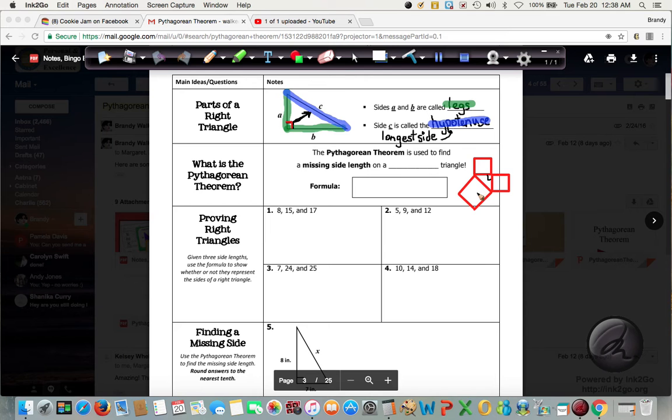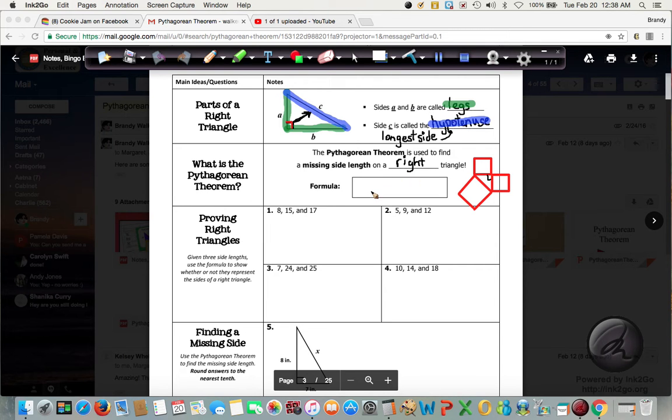It is used to help us solve for missing lengths. We could solve for the area of a square if we didn't know it, if we knew all the lengths of the right triangle. So the Pythagorean theorem is used to find a missing length on a, what kind of triangle did we say it had to be? Right, it has to be a right triangle. It cannot be any other kinds. Now there are lots of different triangles, but to use the Pythagorean theorem, it has to be the right triangle.